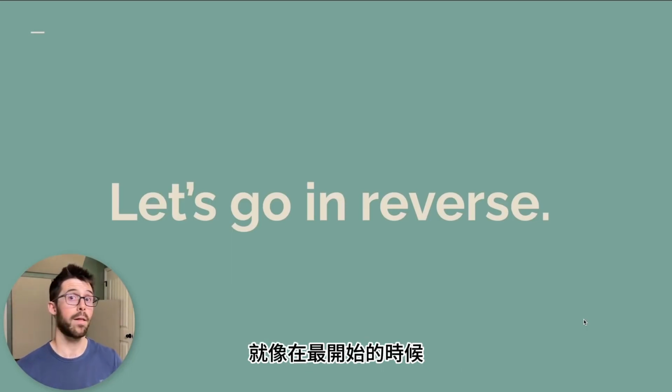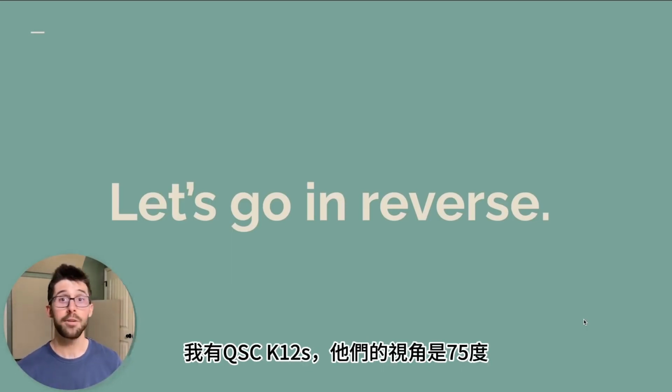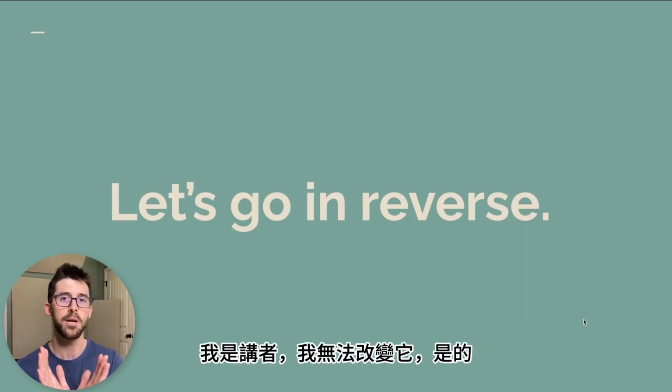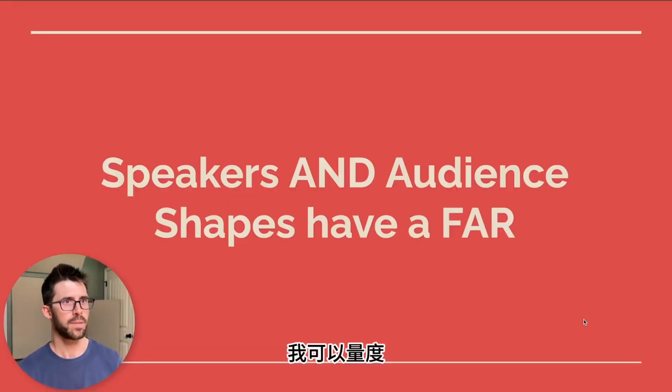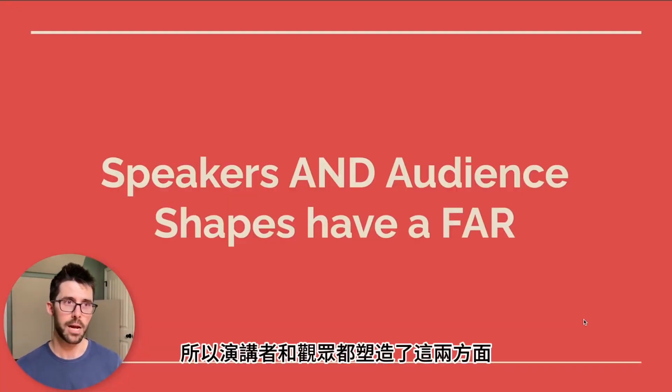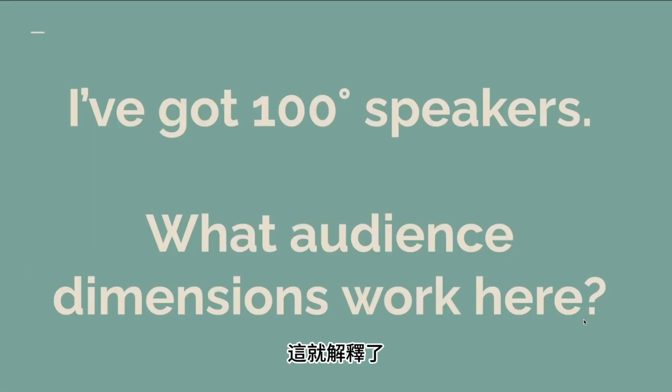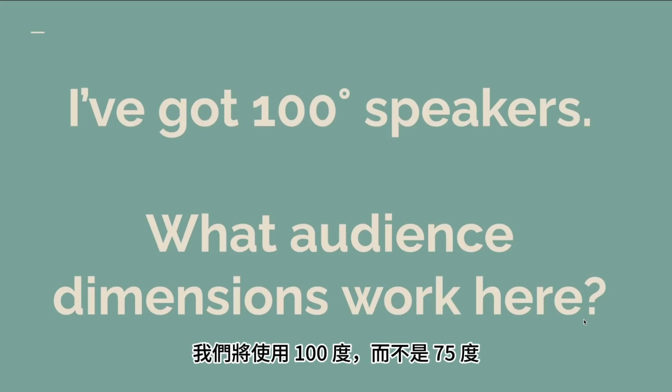Let's say we are way back in the beginning. I have QSC K12s. They're a 75-degree speaker, and I can't change that. Is it going to work for the size audience that I can measure? So speakers and audience shapes both have an FAR. So that answers the questions. I've got 100-degree speakers. What audience dimensions work here? So we're going to use 100 degrees, not 75.